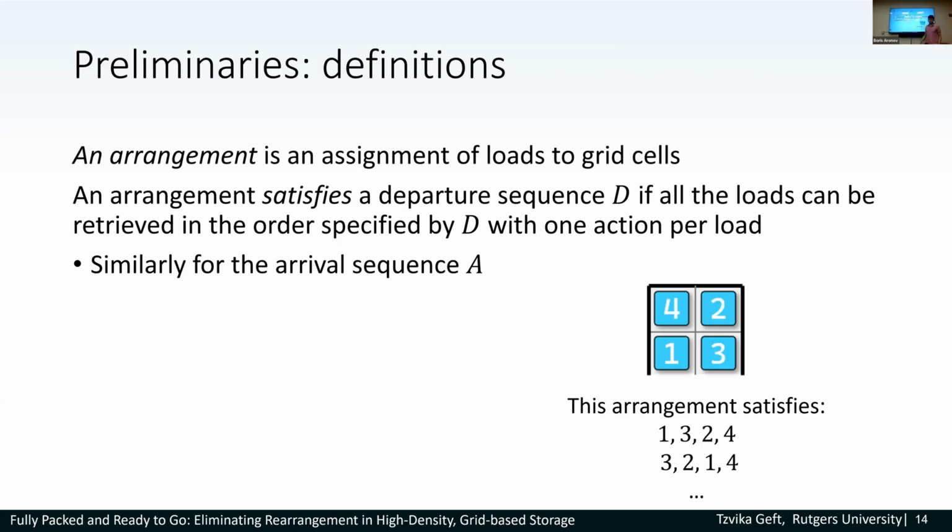Before I present the algorithm, I just need a few preliminaries. When I say an arrangement, I mean an assignment of the loads to grid cells, so it's a bijection. And we're interested in finding arrangements that allow us to work with a certain departure or arrival sequence. We say that an arrangement satisfies the departure sequence if all the loads can be retrieved in the order specified by that sequence with 1 action per load, in other words, with no relocations. We can define the same notion for arrivals. So in this example, this arrangement satisfies 1, 3, 2, 4, and obviously other orders as well.